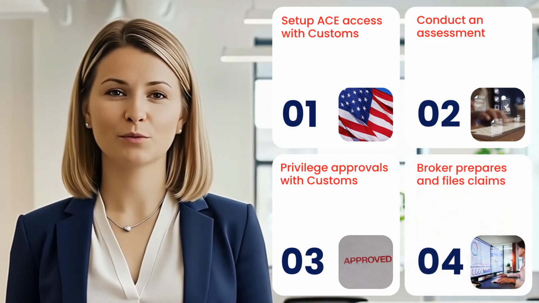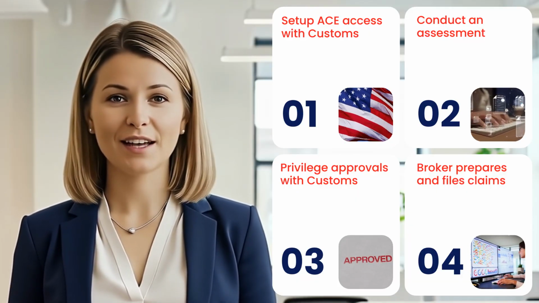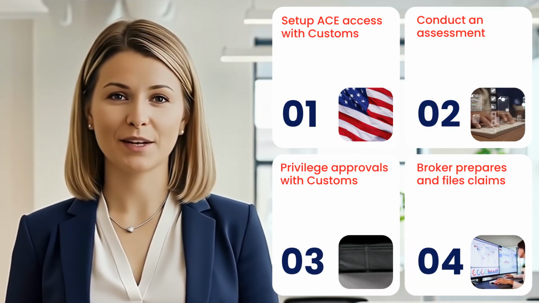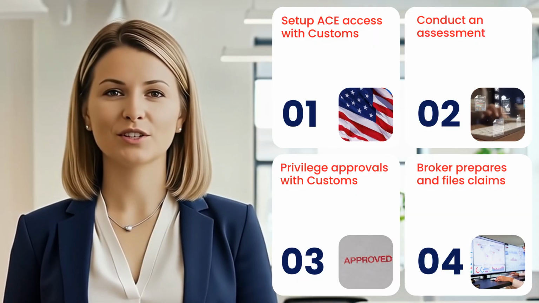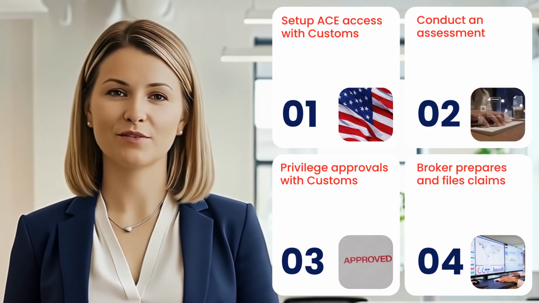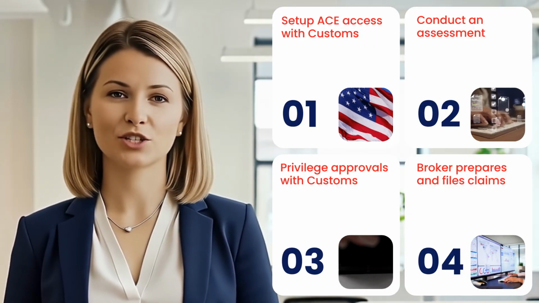Lastly, once your privilege approvals are in place and data and documentation have been gathered and validated, your broker can begin preparing and submitting claims. Filing under accelerated payment privilege, the claimant will need to secure a drawback-specific customs bond, and you can expect to receive refunds in roughly 30 days from the date each claim is filed.